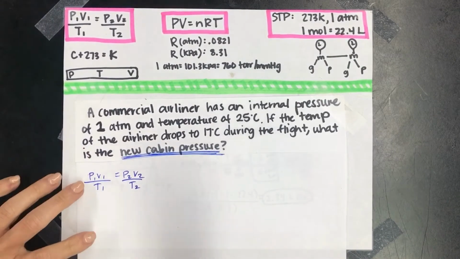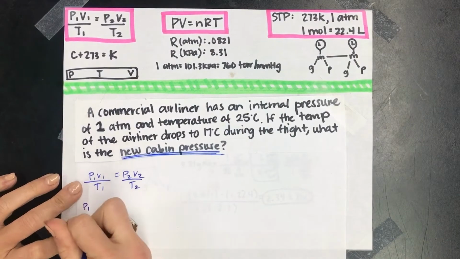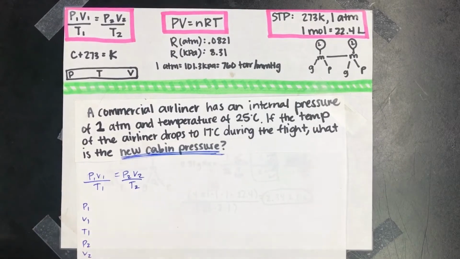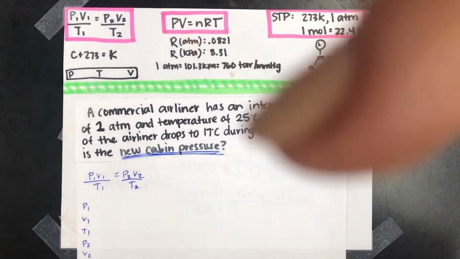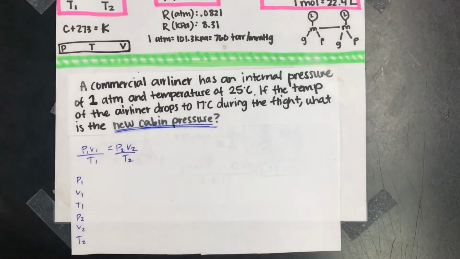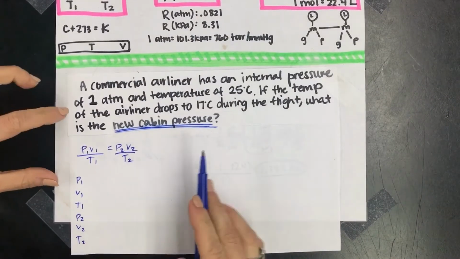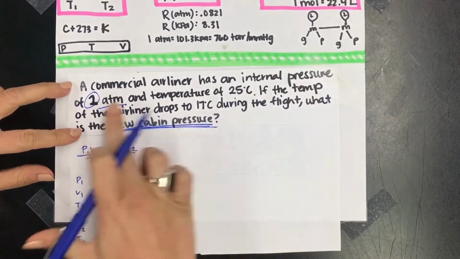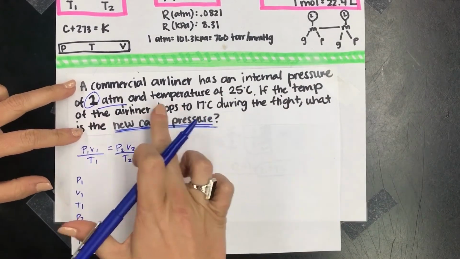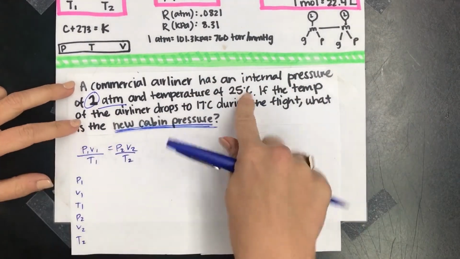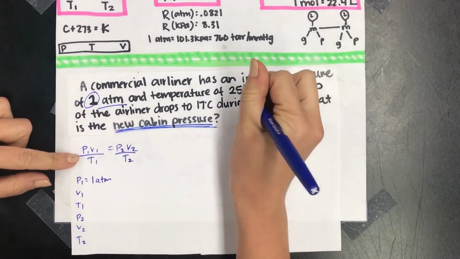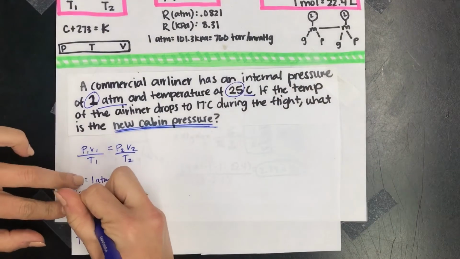Okay, and the next thing I want you to do is to list out your variables. P1, V1, T1, P2, V2, T2. We have 1 atm, and it says that it has an internal pressure, and then that the temperature of the airliner drops. So that is a hint to me that these are initial values. So P1 equals 1 atm, temperature T1 is 25 degrees Celsius.